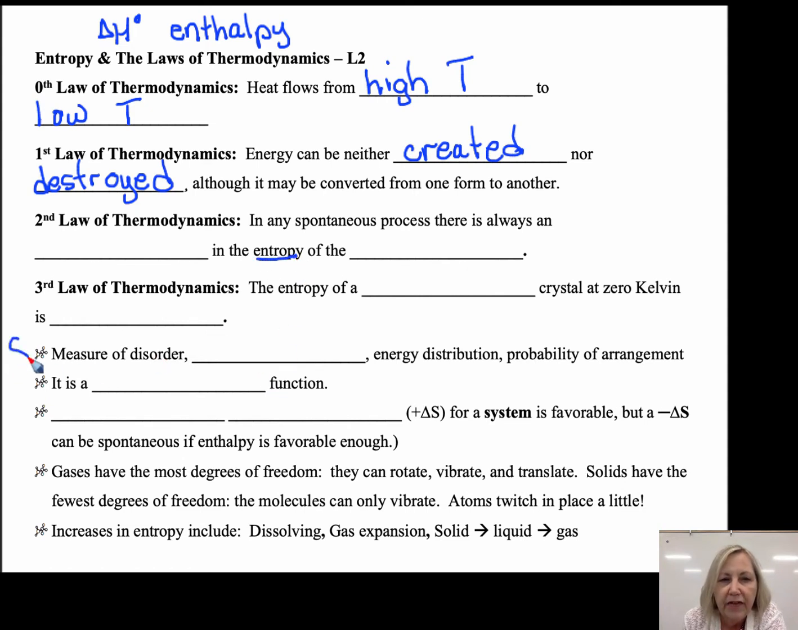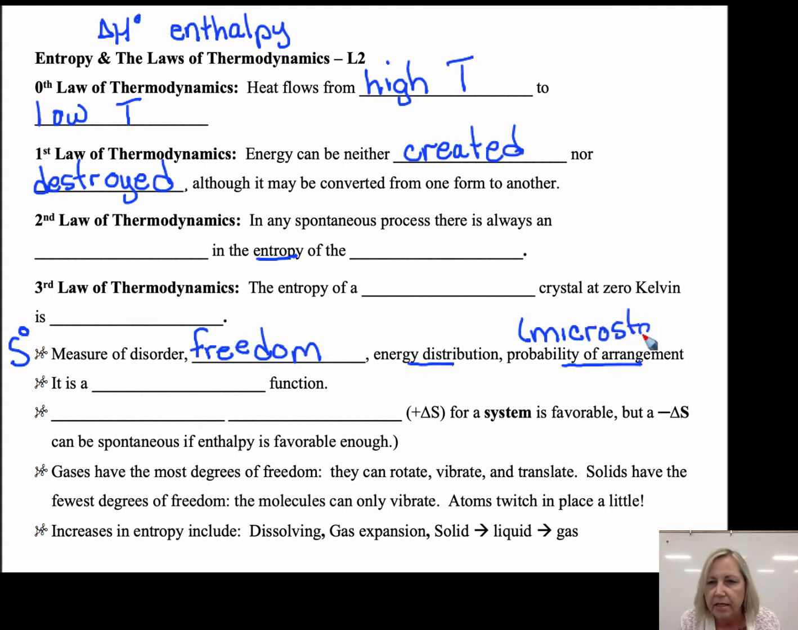Entropy, given the symbol S, or S naught under standard ambient temperature and pressure, is a measure of the order or freedom, or energy distribution, or probabilities of arrangements. So the more you can rearrange and arrange things, each rearrangement is called a microstate. So the more microstates you have, the higher the entropy.